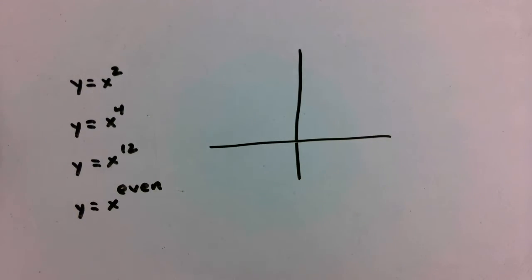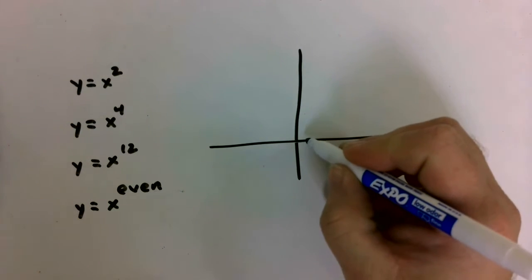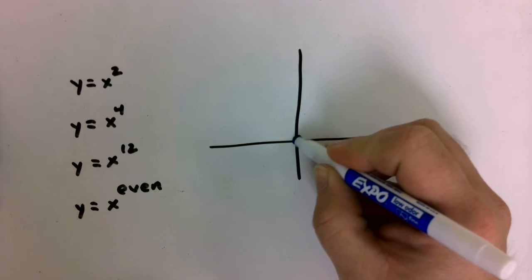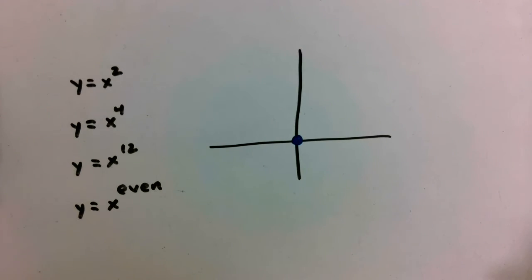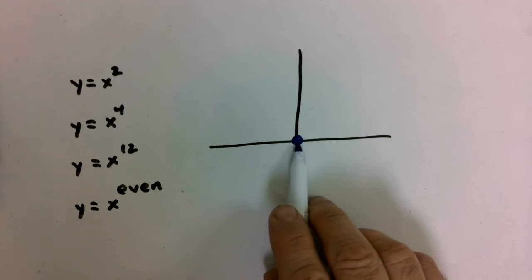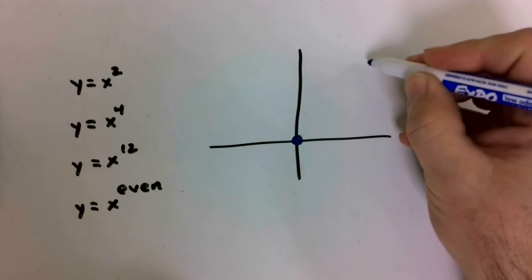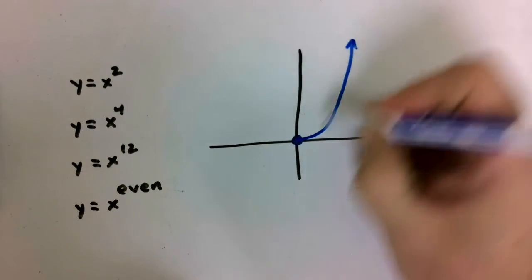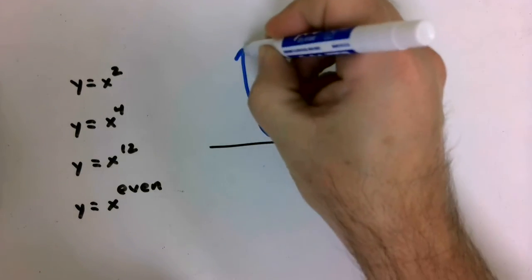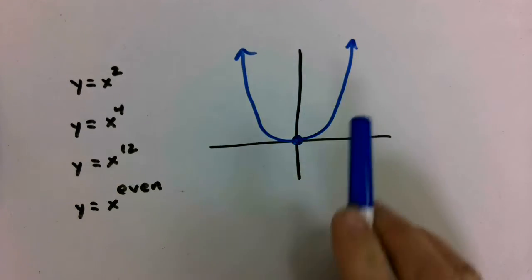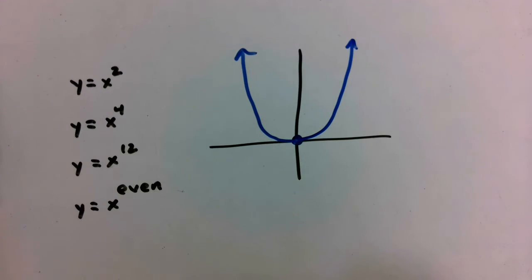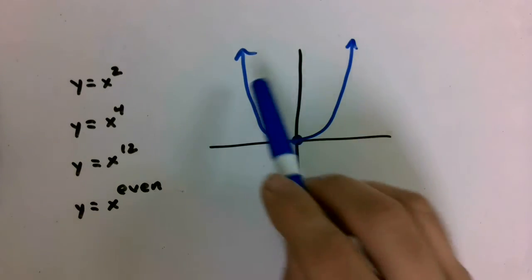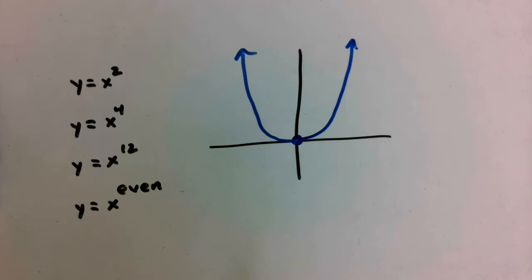They are all going to be U-shaped graphs going upward, and they're all going to have a very important point, often called the vertex, at 0, 0. So at the origin we have a point, and then the right and the left sides are going to give us a U shape. So they would look something kind of like this. The left and the right sides would be symmetrical.